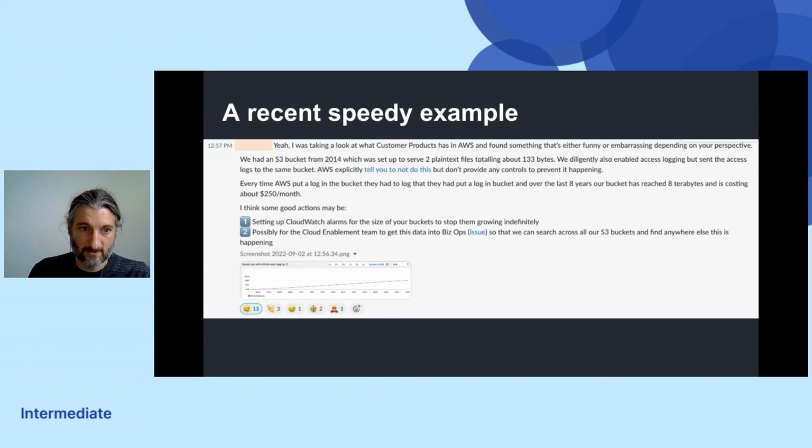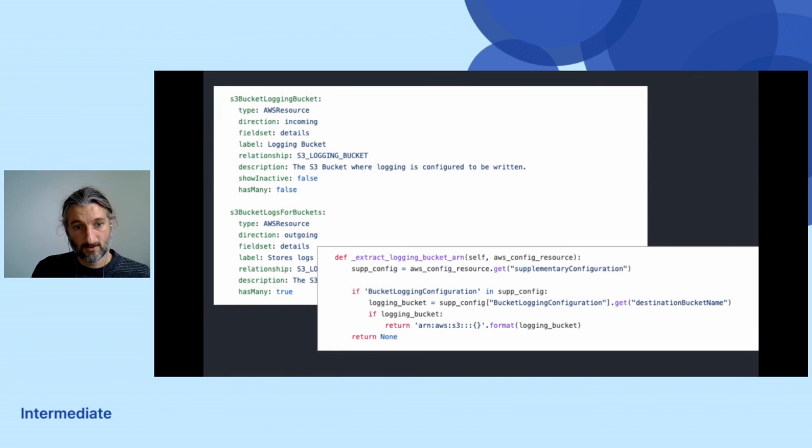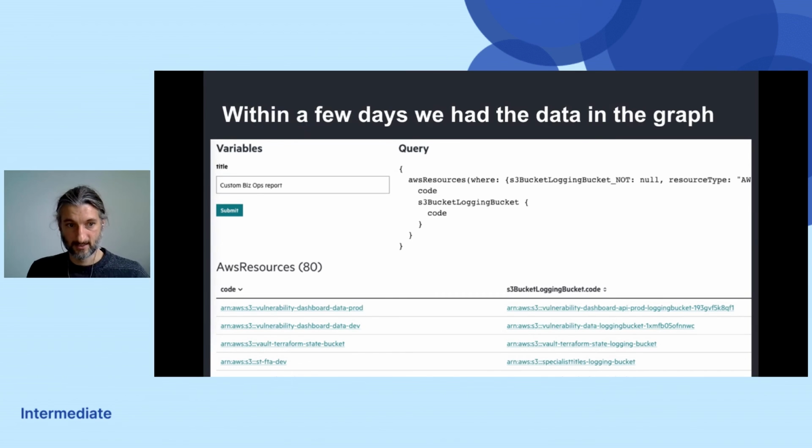We have a bit of a cost saving drive at the minute, and somebody found that an S3 bucket, which should have contained just a few bytes of data, actually contained terabytes of data because they had misconfigured the logging on it. And they realized, well, this is something that other people could do. It's an easy mistake to make. So within a few hours, we had the team that manages our cloud estate adding these properties and these relationships to our model and adding a few lines to their data importer to write that data to our API. And then we had the data in the graph and we were able to query and see which buckets were logging where.